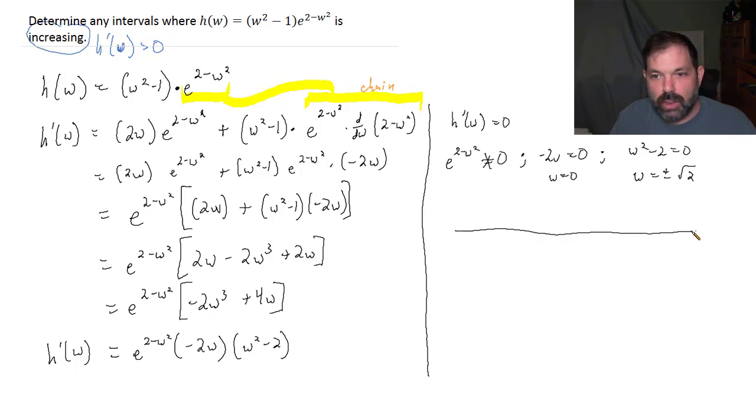Let's think of our number line. Here's negative root 2. Here's 0. Here's root 2. And we test a value in each interval. Root 2 is approximately 1.4. So how about let's test a negative 3 maybe. Let's test a negative 1. Let's test a 1. And let's test a positive 3. And we're testing this into h prime of w. And I'm going to test into the form e to the 2 minus w squared times negative 2w times w squared minus 2. All right, so testing negative 3.